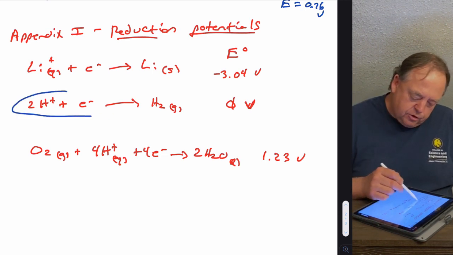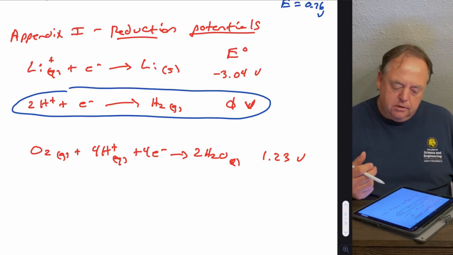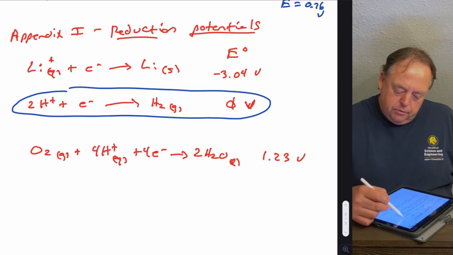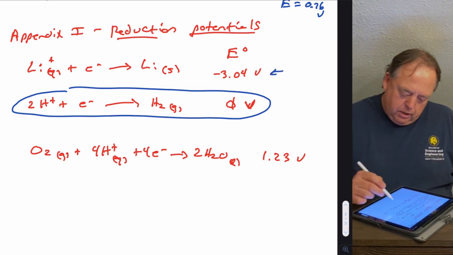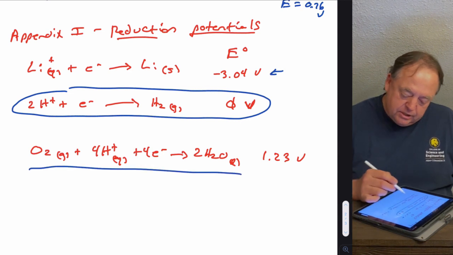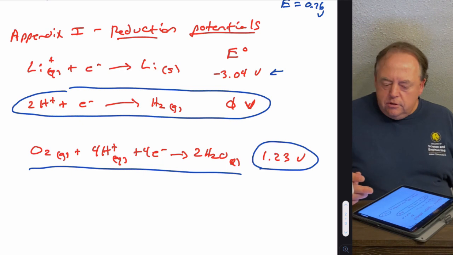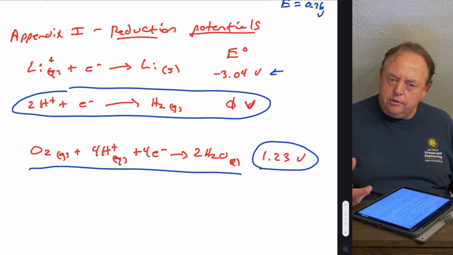So the hydrogen electrode is assigned a value of 0, right? It's the standard, then everything is compared to it. So if you coupled this with a lithium electrode, you would get negative 3.04 volts. If you coupled this with a hydrogen electrode and an oxygen electrode, you would get a positive 1.23 volts. And so let's talk about these numbers a little bit to make sure that you understand them.